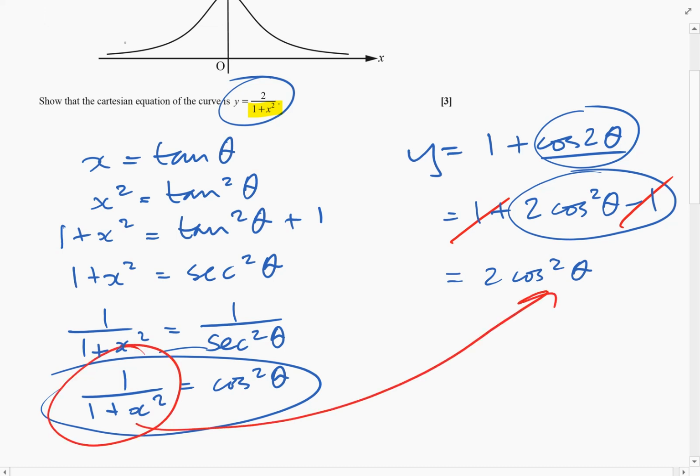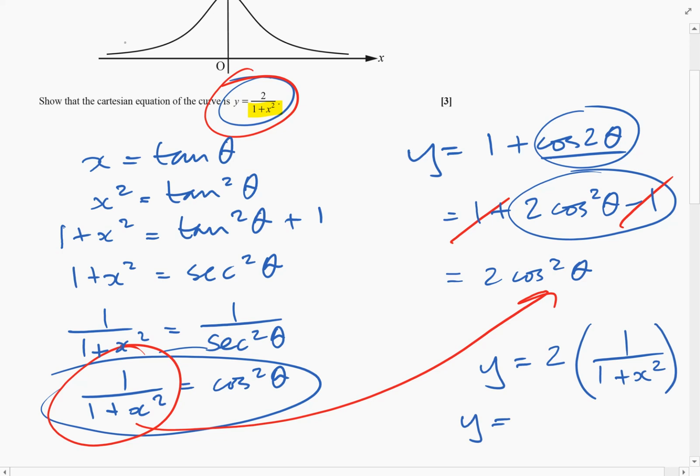So it's looking good now. It's looking like the answer we want. So y equals 2 times 1 over 1 plus x squared, which is 2 over 1 plus x squared, which is the answer to that question.